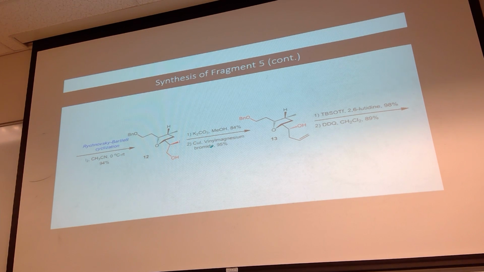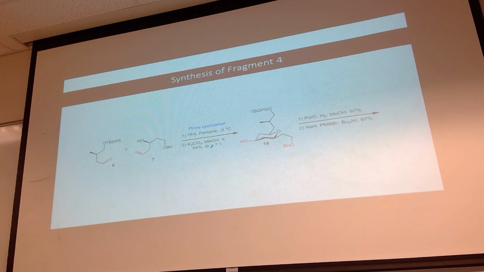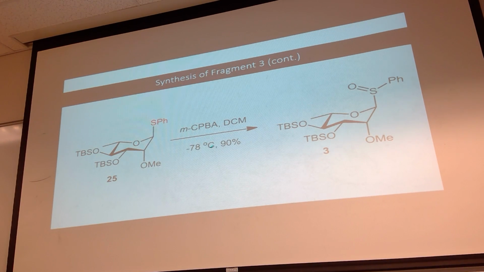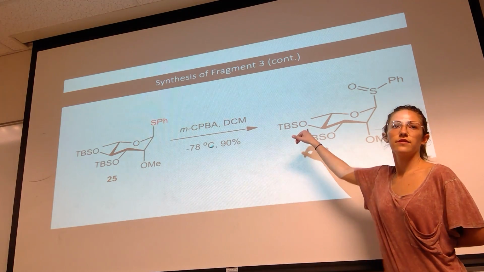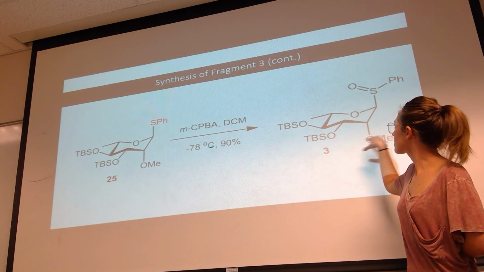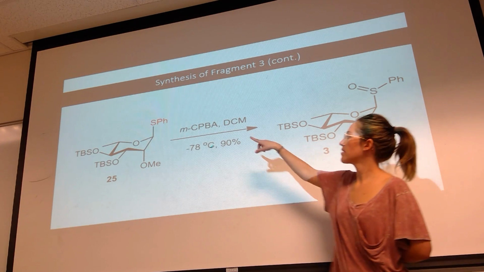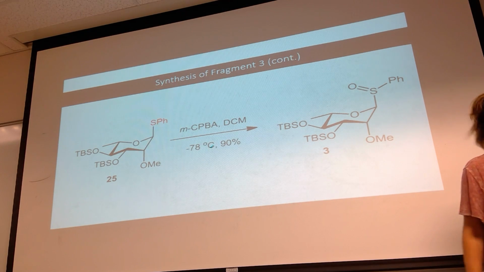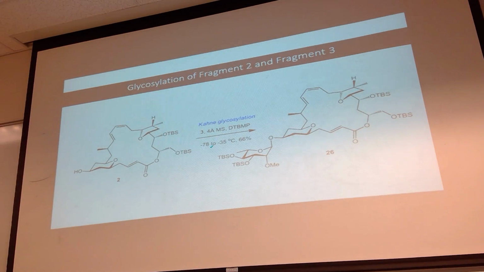I just need to go over that. So at the end, with MCPVA, just really quick: how come they don't get the sulfone? How come they only get the sulfoxide? So that's why they reprotected those oxygens all over here. It's because they want the MCPVA, because this sulfoxide right here, that activated sulfoxide, is required for the glycosylation.